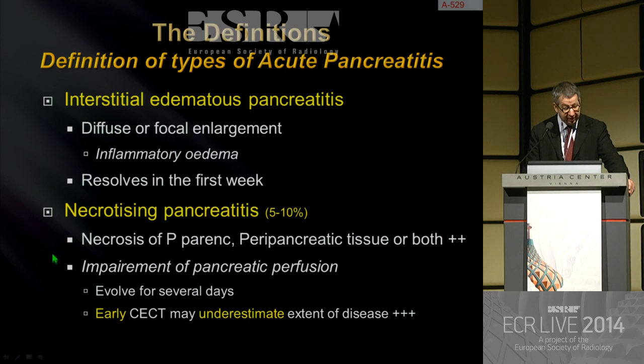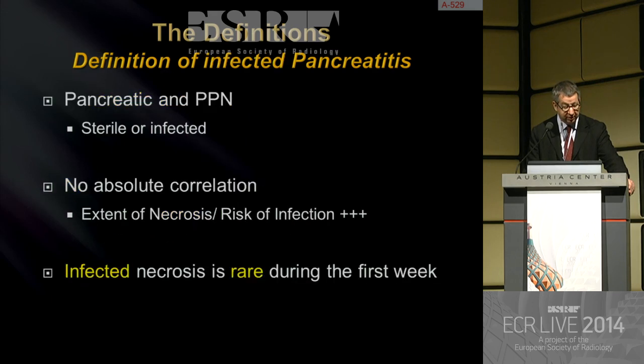That necrotizing pancreatitis will evolve for several days, and that means that an early contrast-enhanced CT may clearly underestimate the extent of the disease, and for that reason, early CT is not warranted in necrotizing pancreatitis. What about infected pancreatitis? Of course, both pancreatic and peripancreatic necrosis may remain sterile or become infected, but there is no absolute correlation between the extent of necrosis and the risk of infection. And once again, in the first week, infected necrosis is a rare condition.